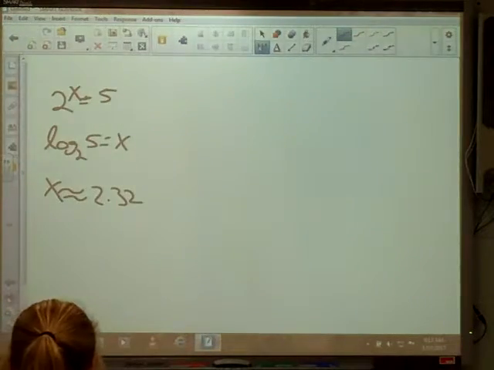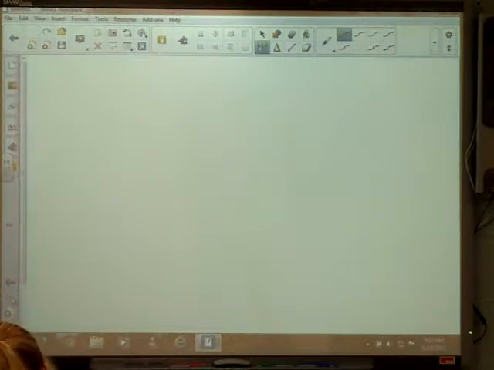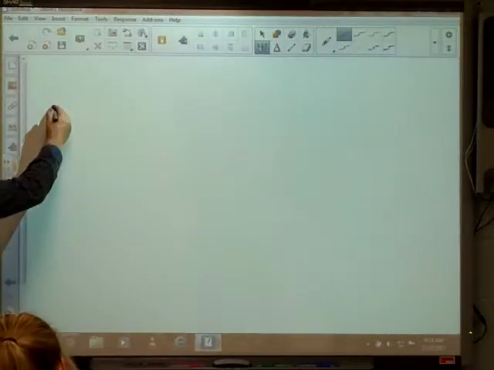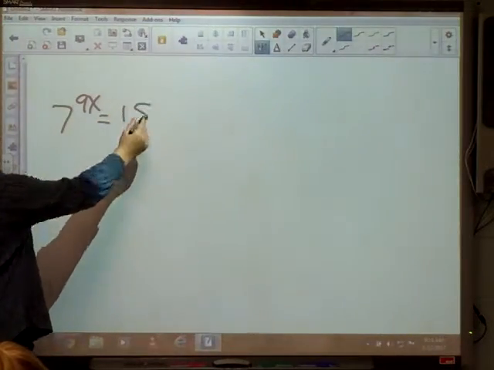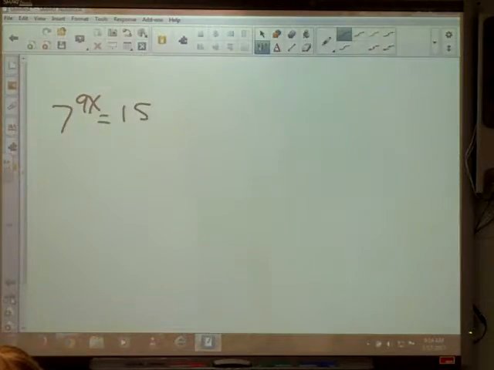This one's still going to be easy. It's just going to add another step. 7 to the 9x is equal to 15. So it doesn't have just an x up there, it has a 9x. We're still going to do it the same way. Still going to rewrite it in a logarithmic form.